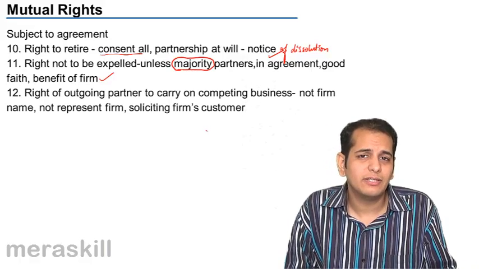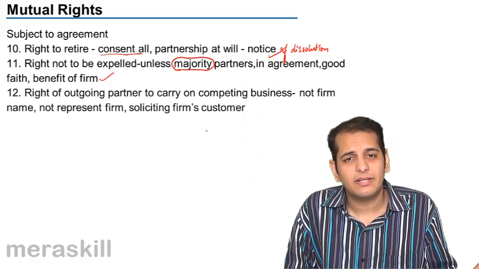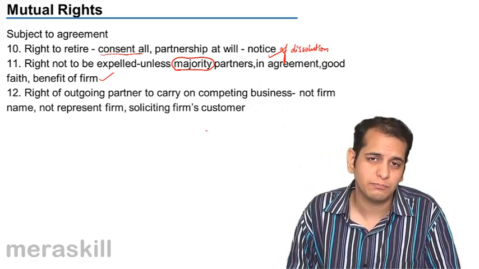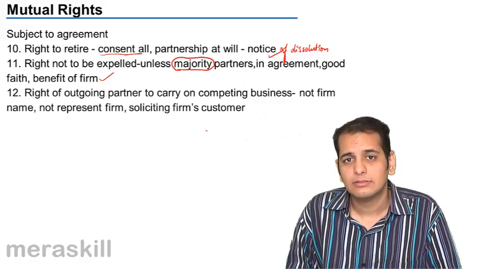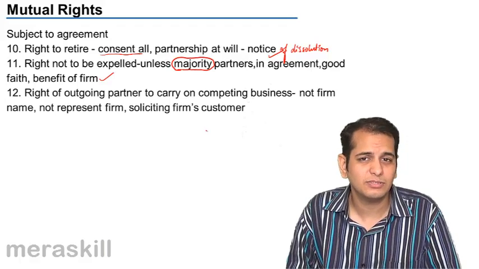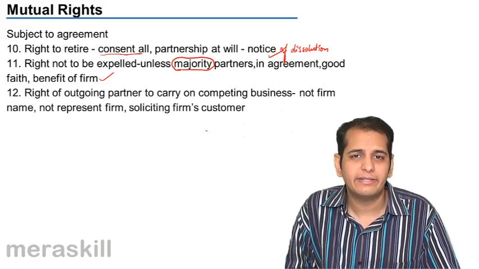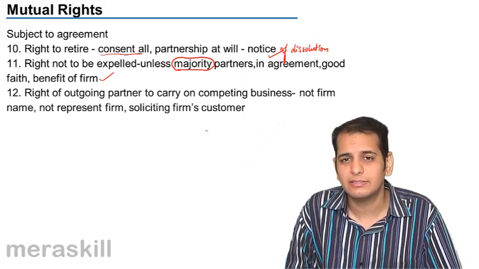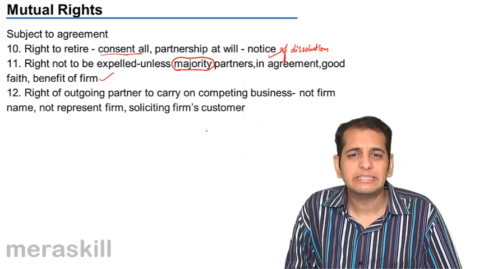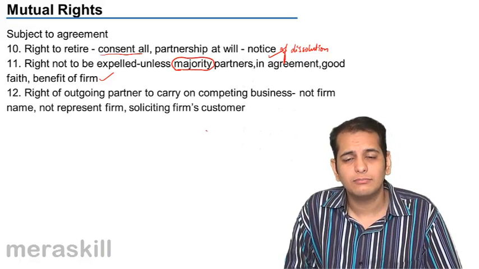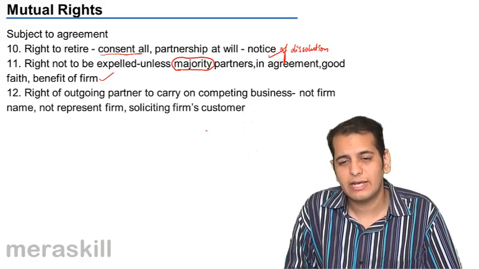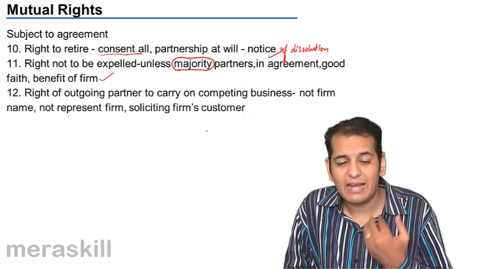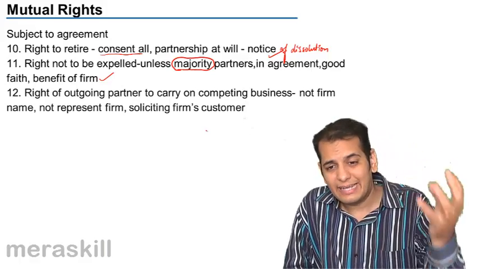The condition is he cannot keep the name of his shop the same as the name of the firm's shop. The name has to be different, and he cannot solicit the customers. Whatever customers the firm had, he cannot call them to his own shop. He cannot tell them, come to my shop, I'll give you a 5% discount, I'll give you this facility, that facility, etc. It takes a long time to build a clientele, so whatever clientele the firm had, he cannot advertise his shop to those clients.